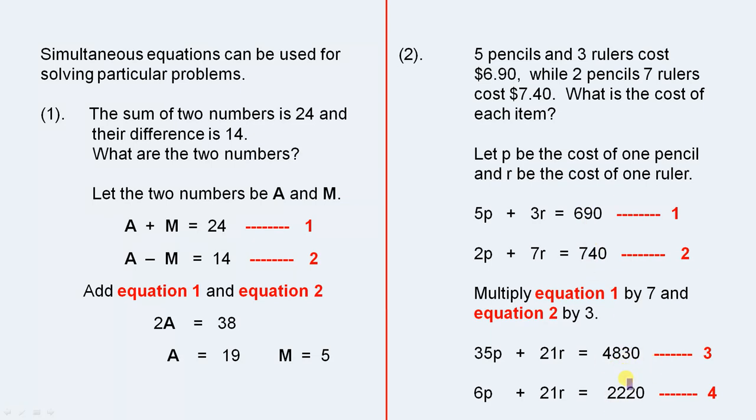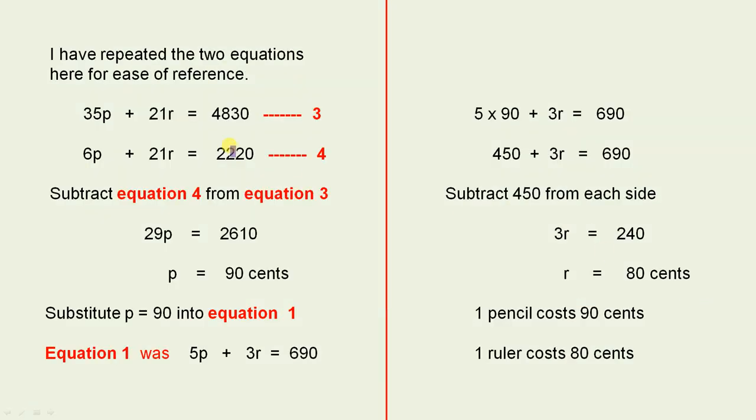So they're the two equations. Now, when we move on to the next slide, I have repeated the two equations here for ease of reference. So they were the two equations we had. So now, because we have two pluses and each of these numbers is 21, subtract equation 4 from equation 3. So we go equation 3 minus equation 4. 35p minus 6p is 29p. They cancel. And when you go 4,830 minus 2,220, that gives you 2,610.